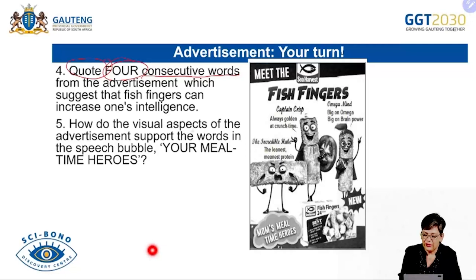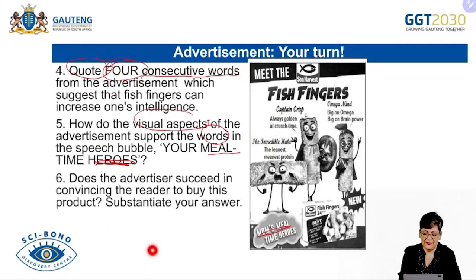How do the visual aspects of the advertisement support the words, your mealtime heroes? Remember, they changed it here to say mom's mealtime heroes. I think our focus is here on the fact that it's heroes. So how do the visuals support the words? Can you see? These are all the same questions we've been doing the whole time. Sure, you can do this.